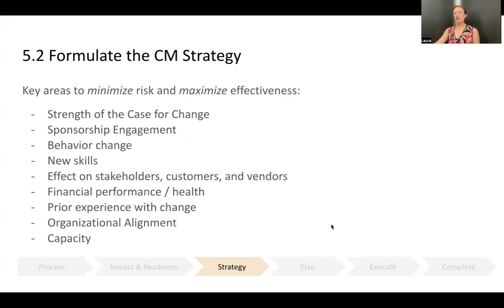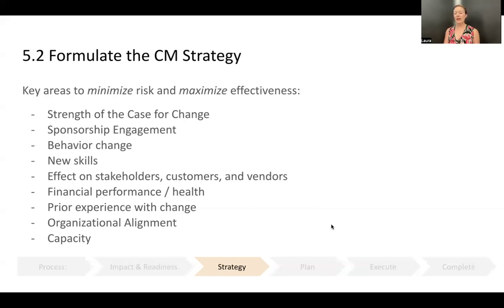Key areas to be addressed in the change strategy to minimize risk to implementing the strategy and maximize effectiveness include the following. The strength of the case for change. If the case for change is strong, well supported, and consistently communicated, then the level of risk will be lower because those affected will understand the need to make and commit to the required changes.